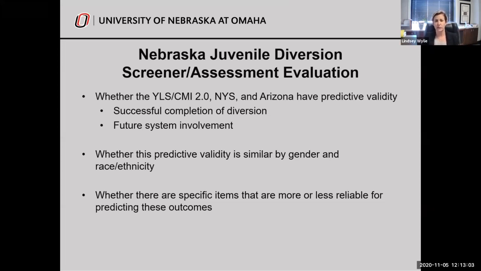That is whether they were filed on in court for another offense post participating in diversion. So we look after their discharge date. That's why it's very important to get those discharge dates in the juvenile case management system. And then we wanted to look at whether this predictive validity was similar by gender and race and ethnicity. So is the tool predicting risk of reoffending similar for boys as it does for girls, for example? And then we also sought to look at whether there are specific items that are doing a better job than other items.